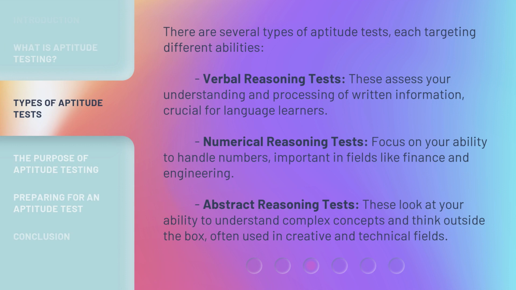There are several types of aptitude tests, each targeting different abilities. Verbal reasoning tests: these assess your understanding and processing of written information, crucial for language learners. Numerical reasoning tests: focus on your ability to handle numbers, important in fields like finance and engineering. Abstract reasoning tests: these look at your ability to understand complex concepts and think outside the box, often used in creative and technical fields.